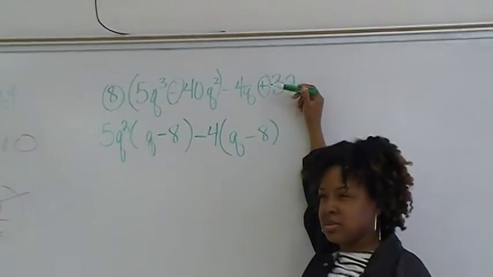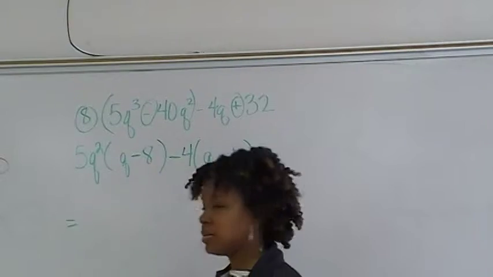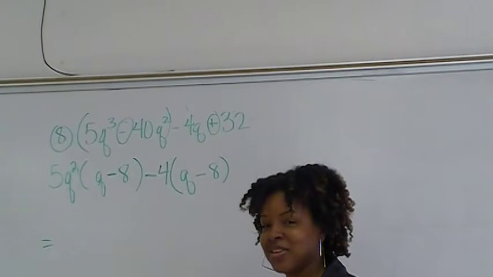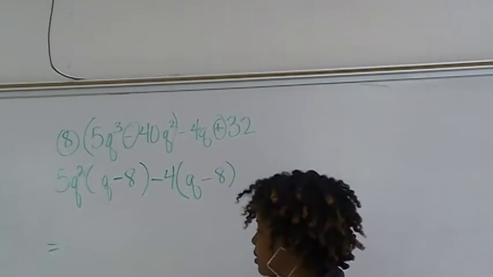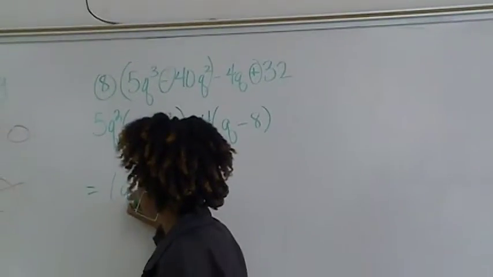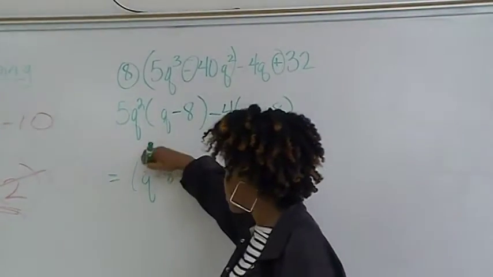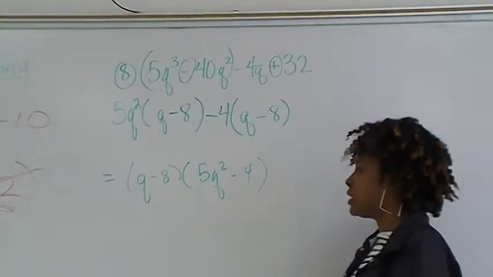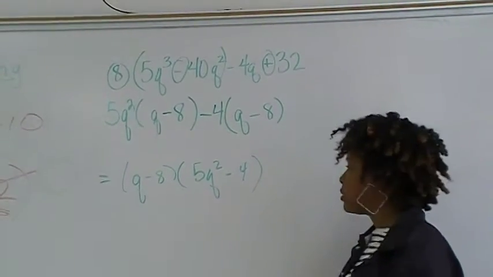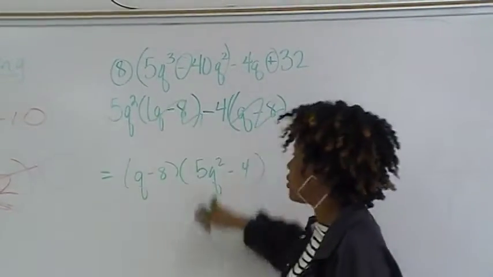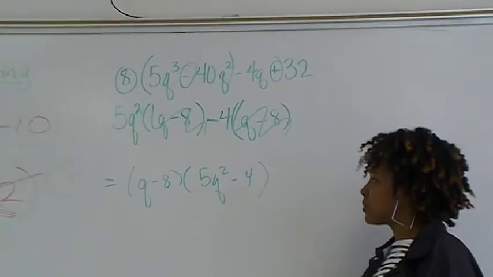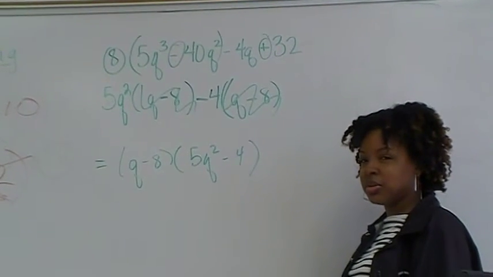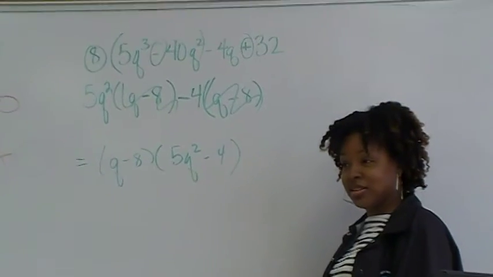Did that make sense? Anybody think they know how to write the final answer? Yeah. Q minus 8. Let me see you make the try. Go ahead. Q minus 8 times 5q squared minus 4. Very good. Q minus 8 times 5q squared minus 4. Once you get rid of the leftovers, you write what's left over. Does that make sense? Yes, no, you need me to do another one, or you think you got it? You got it? Yeah. Okay.